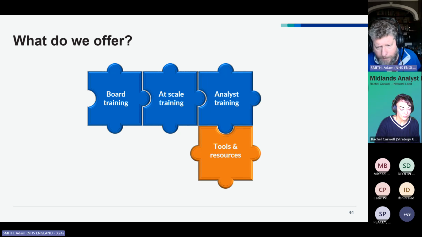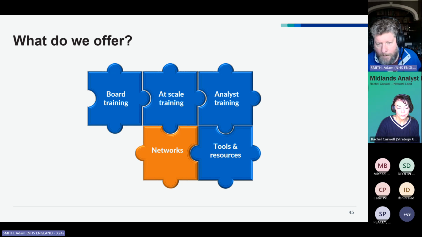We've got lots of tools and resources, and I've got a slide on that in a second. Network. So we've got an analyst network. I think there's about 1,000 members, and we have network meetings probably every month, if not every 2 months. It depends how much we've got to talk about, how busy we are. And we get about 200-300 people, and I think some of the subjects are really interesting. It's not all about SPC, and I've got a flyer for it in a second of our next network meeting.